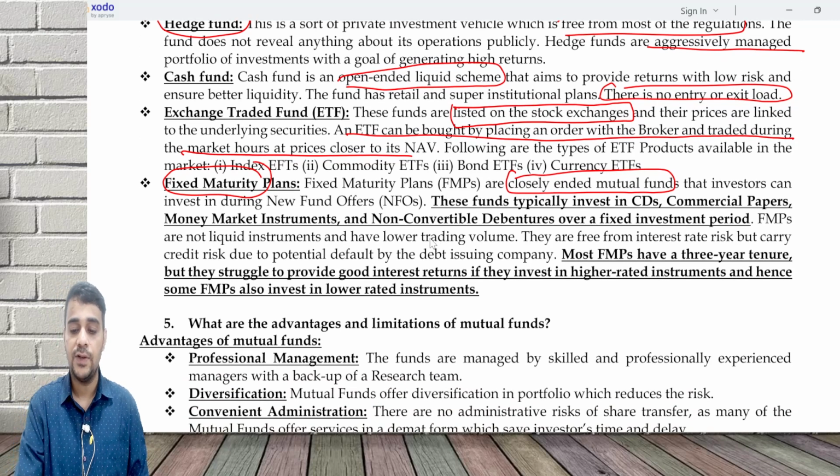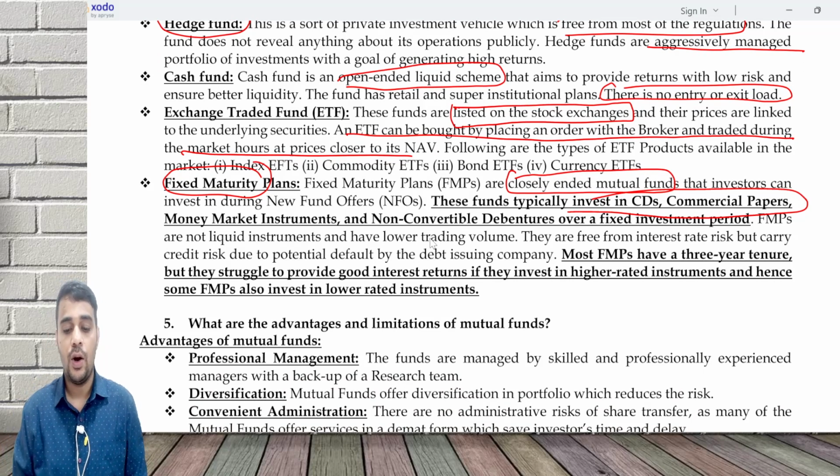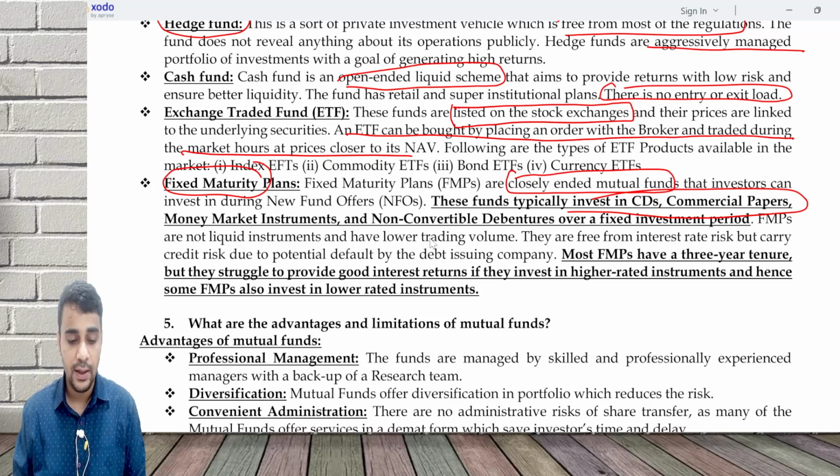Because of this, they invest mostly in money market instruments, certificates of deposit, commercial paper, and non-convertible debentures. These are the places where you will try to invest and get what is called fixed income. The objective is to get fixed income, and they are for a specific time period. Because they are for a specific time period, they are also known as close-ended mutual funds.